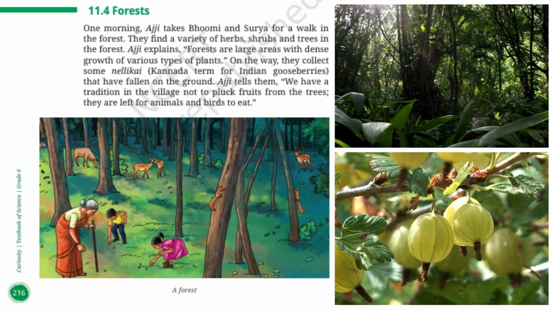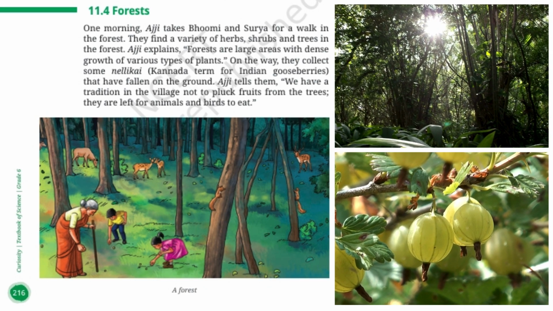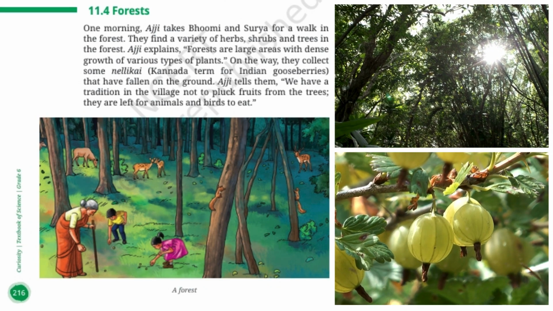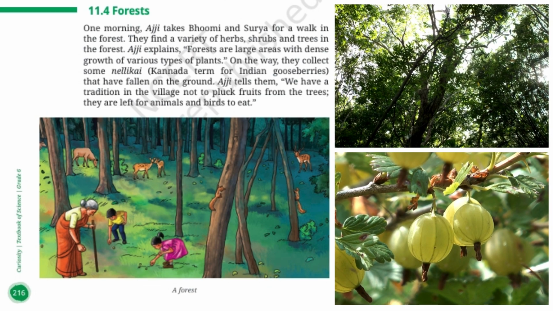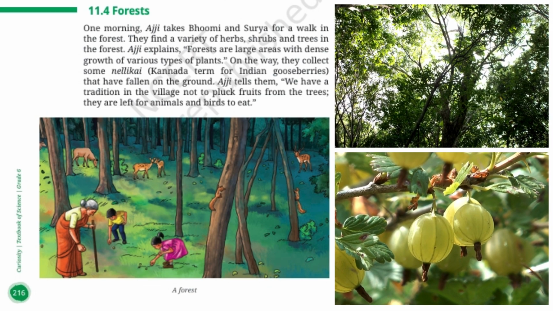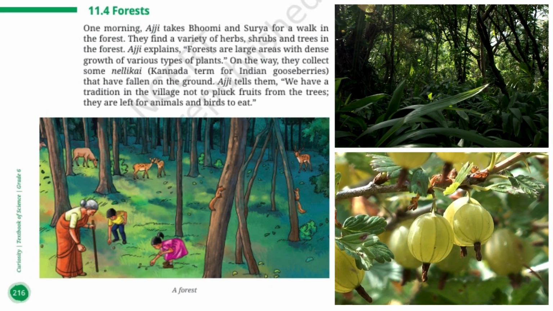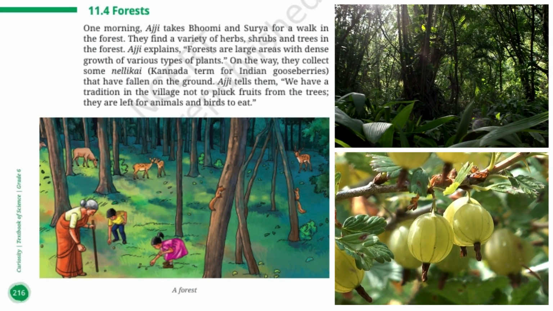The next day morning, Aji takes Bhumi and Surya for a walk in the forest. They find a variety of herbs. They are very excited to see the herbs. Herbs, as we already know, are small plants. Examples are mint and tulsi. Shrubs are bushy plants, for example rose. And then there are trees in the forest.